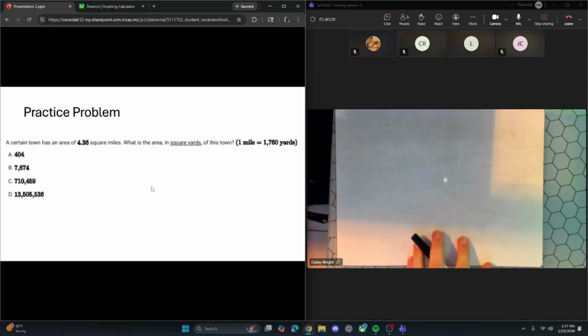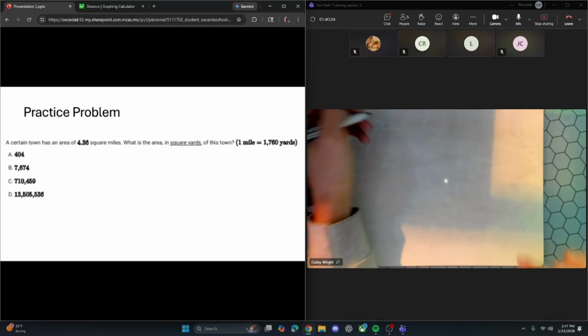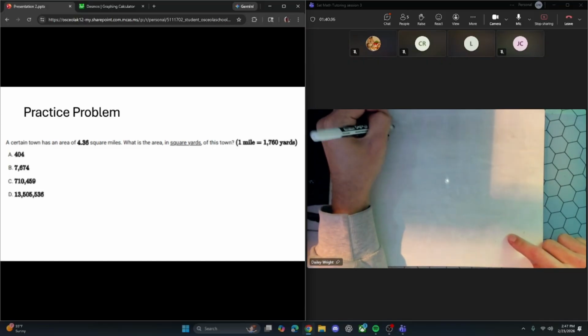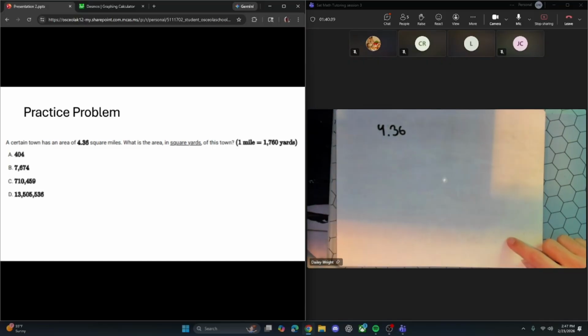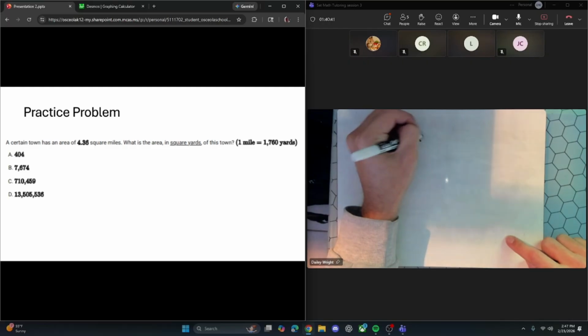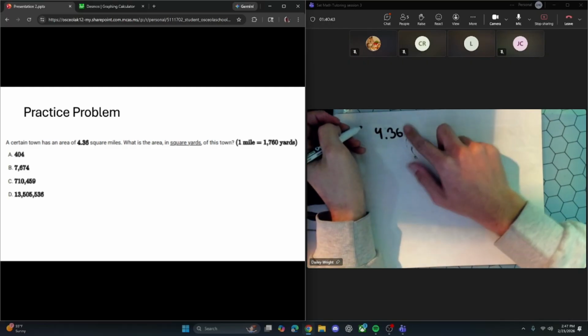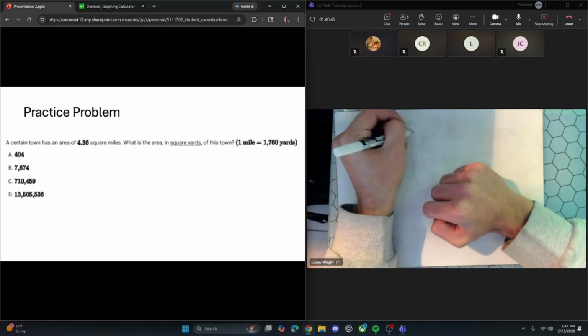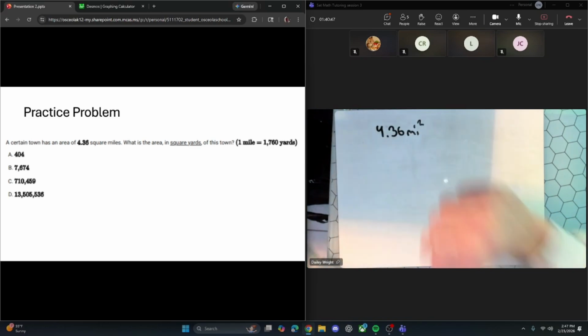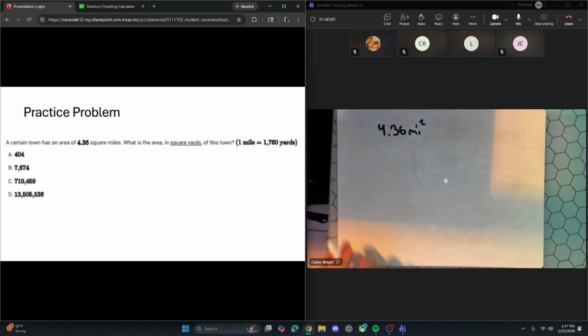A certain town has an area of 4.36 square miles. What is the area in square yards of this town? So this is where it gets kind of confusing. I'm just going to put m squared. I think that is how you do it. Miles squared. What is the area in square yards?